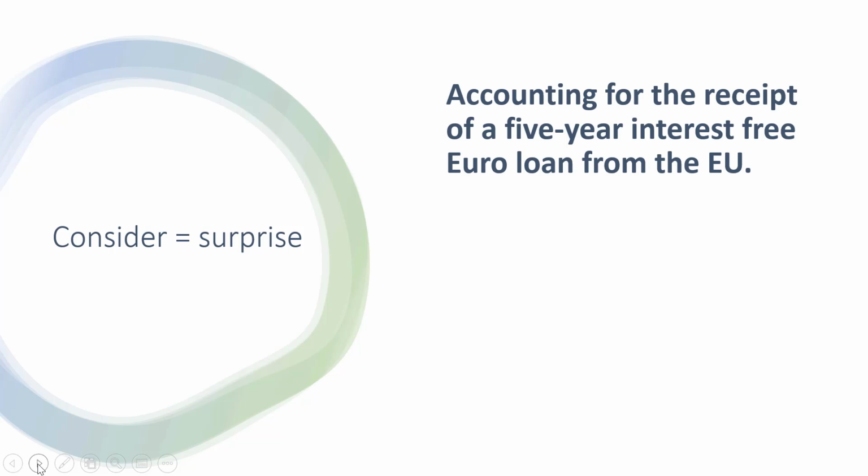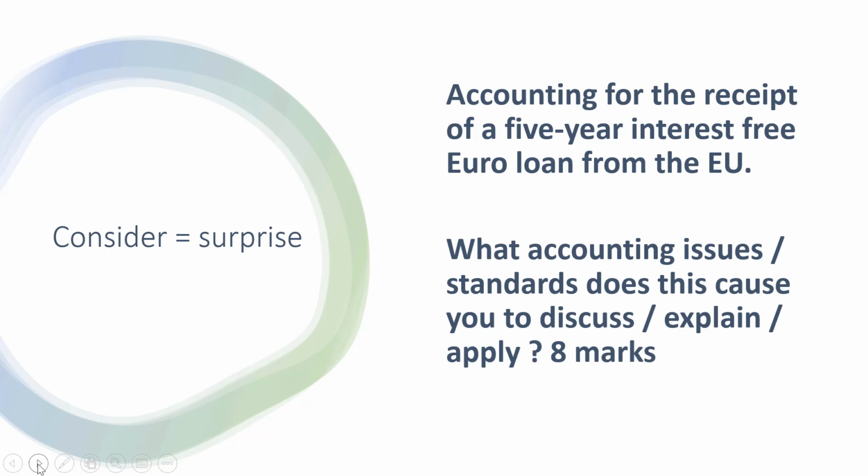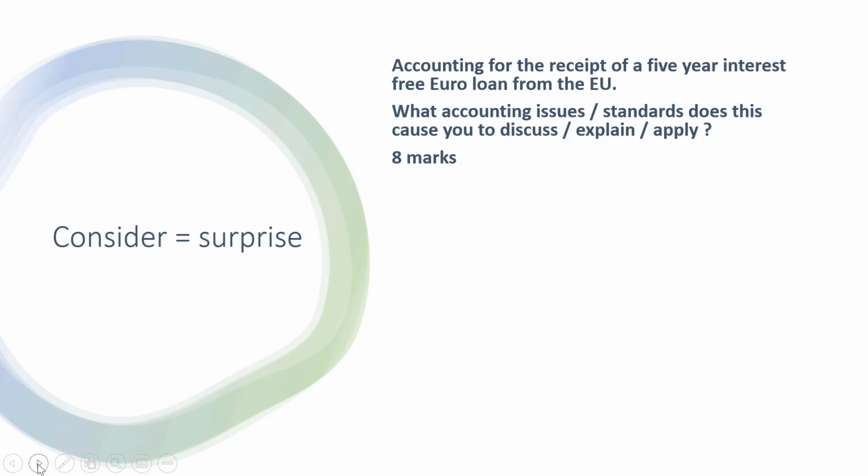Yeah, various platforms. Now, let me throw in a surprise for you for having listened so far. I want us to think about how we might go about accounting for a 5-year interest-free euro loan. I want you to think about how you would account for a 5-year interest-free euro loan. And think about that as potentially being worth 8 marks. Now, if it is worth 8 marks, you've got to give it a go again. You've got to come up with a number of ideas.